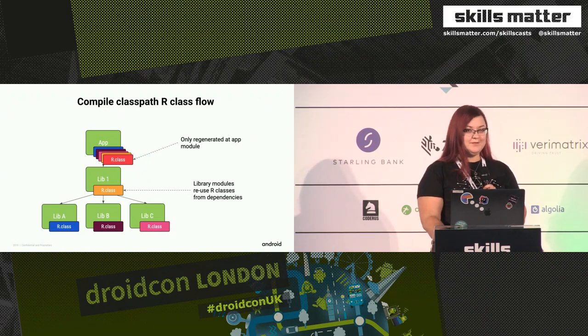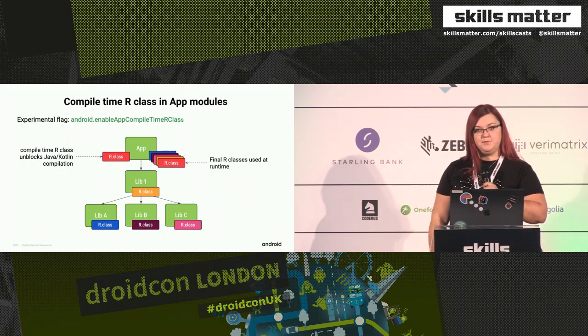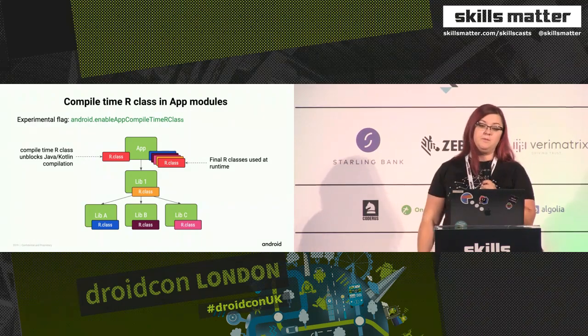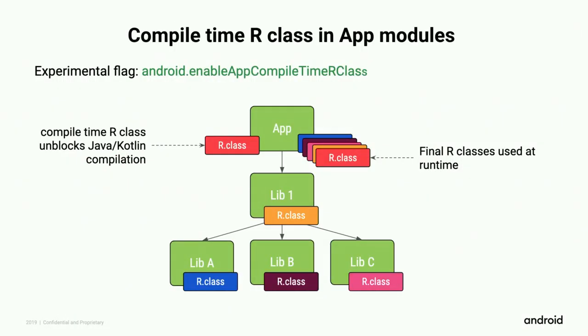But we can improve this even further. There's an experimental feature that we added. We call it the compile time R classes in app modules. What this means is we start treating app modules as libraries when it comes to resources. So in order not to wait for the final R classes for Javac and Kotlinc compilation, we actually generate a mock R class similar to the library.